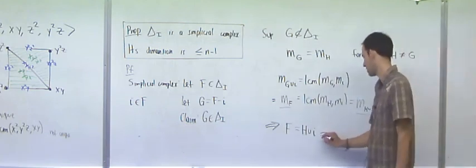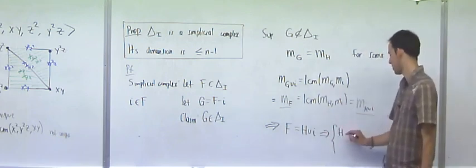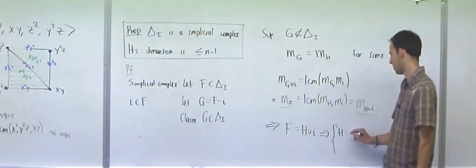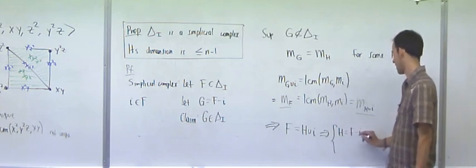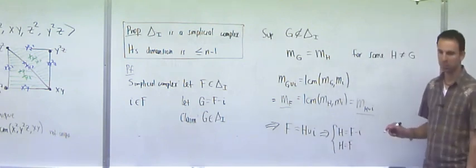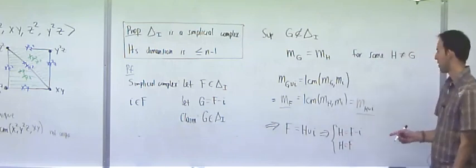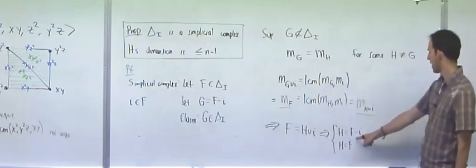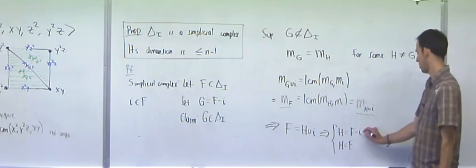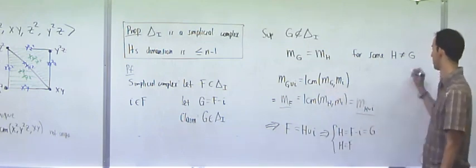So that means that there are two cases. Either H is equal to F minus I, or H is equal to F, right? These are the only two sets that when you add I to them, you get F. But if H is equal to F minus I, by definition, F minus I is G. So I get that H is equal to G, which is a contradiction.